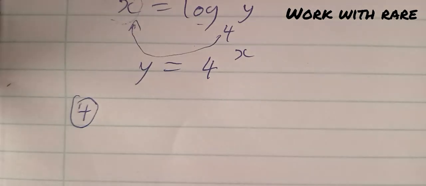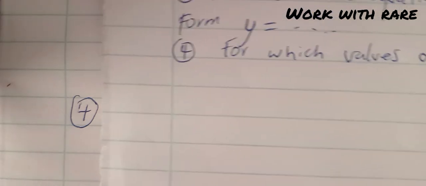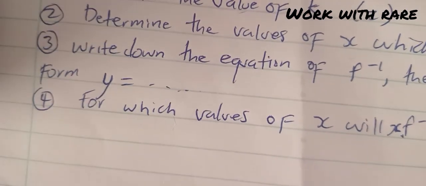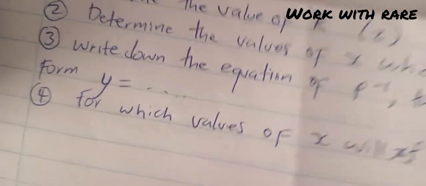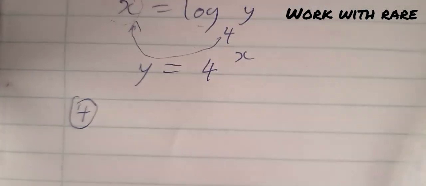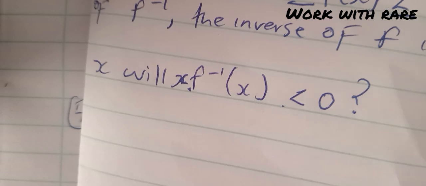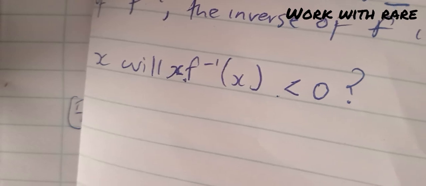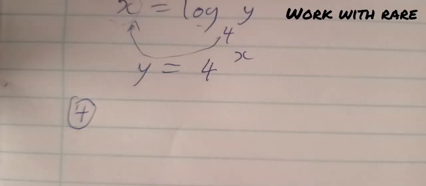Now let's do number 4. Number 4 says, for which values of x will x multiplied by the inverse of f be less than 0? Is it greater or less than? Yeah, less than 0.